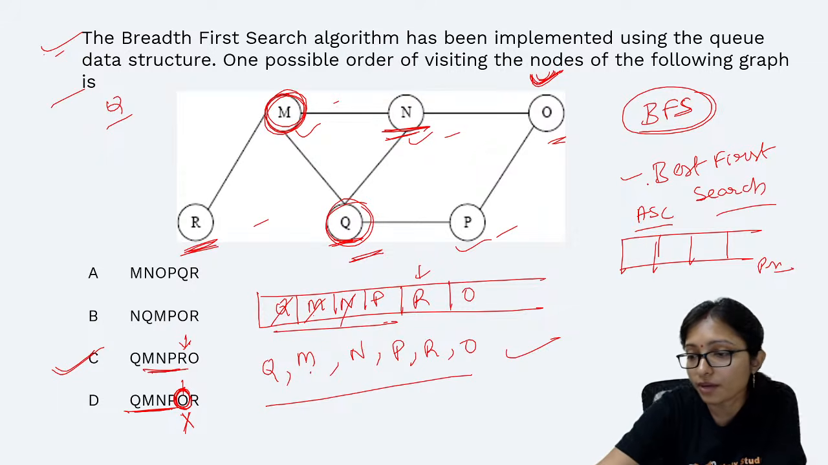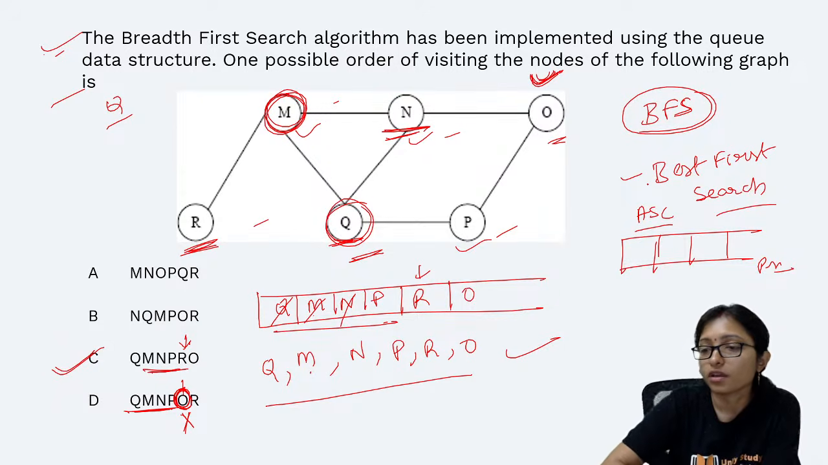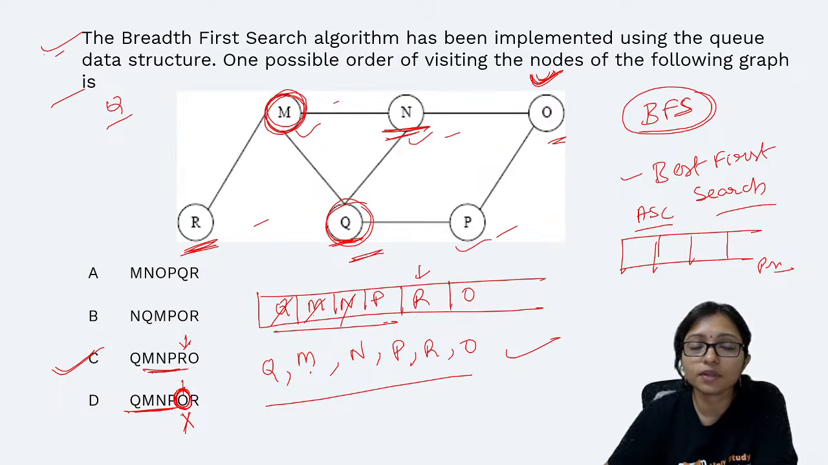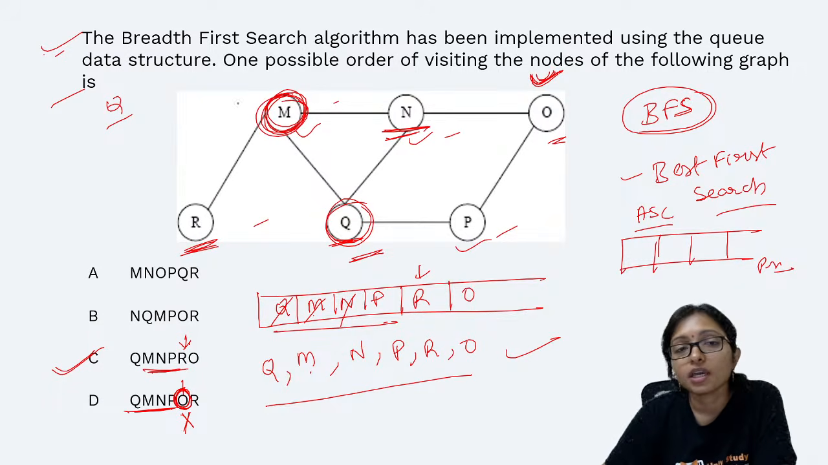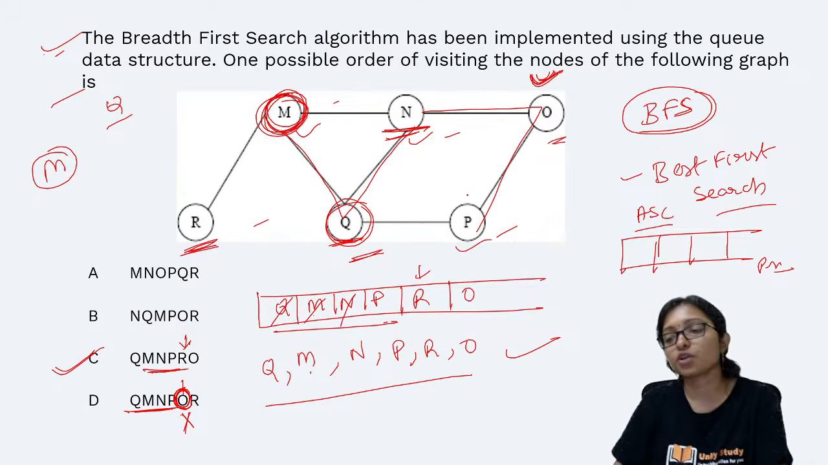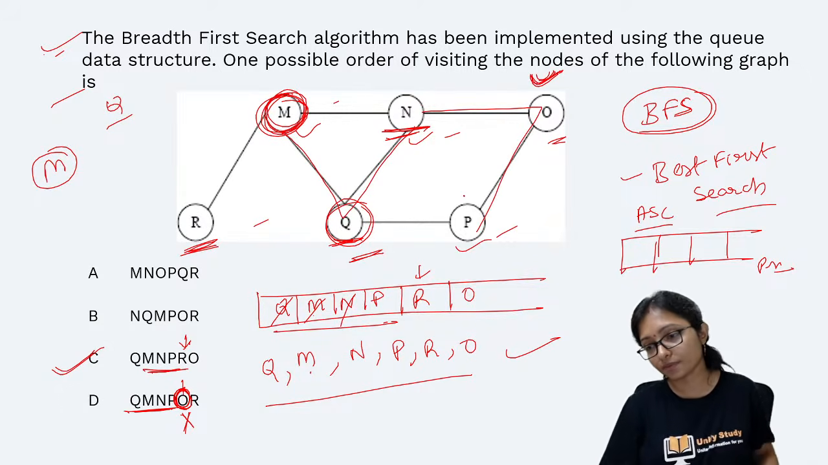If it is BFS, then how to solve? DFS is so easy. In DFS, wherever you start, just go for the connections. What are the connections of M? Just follow the connections and do the DFS. That is the way.